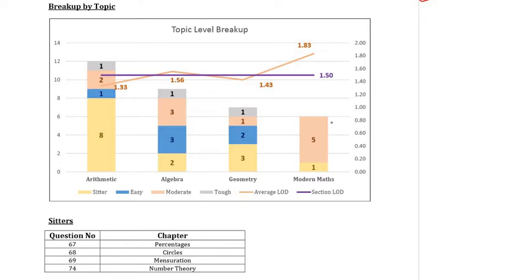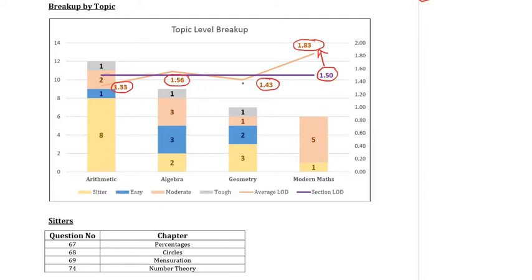So firstly, observe here that the sectional LOD is at exactly 1.5. Algebra is more or less at par at 1.56, so more or less it is representative of the section. Now, because arithmetic as well as geometry are relatively simpler compared to algebra here, there has to be something that really shoots up the difficulty level of the section, and that exactly is done by modern math. You can see that modern math is significantly tougher compared to the section, whereas arithmetic and geometry are somewhat easier compared to the average LOD of the section.